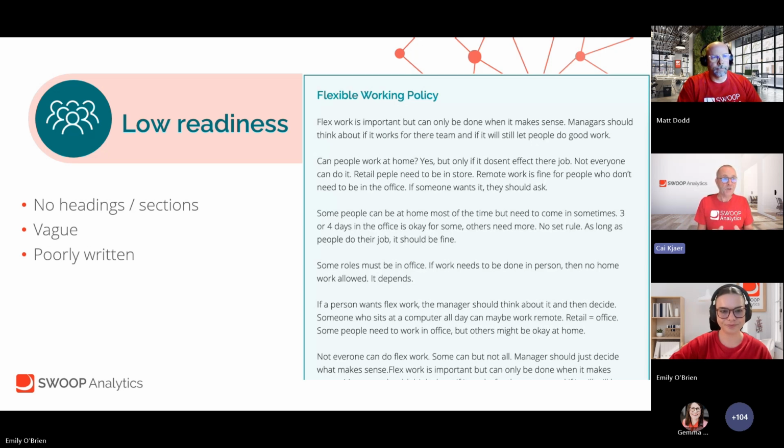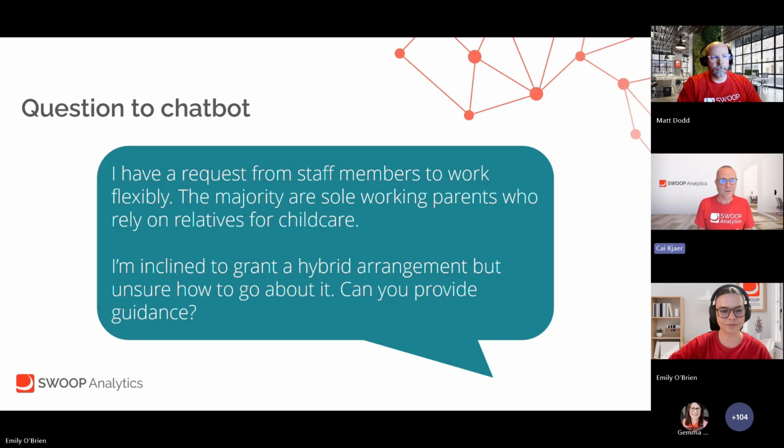Now, let's look at the question we asked. So the question we asked these 2 chatbots: one was grounded, or trained. Trained is not the technically correct term, so I'll use grounded. One was grounded in the high quality document, and one was grounded in the low quality, the low readiness document. And we asked the same question.